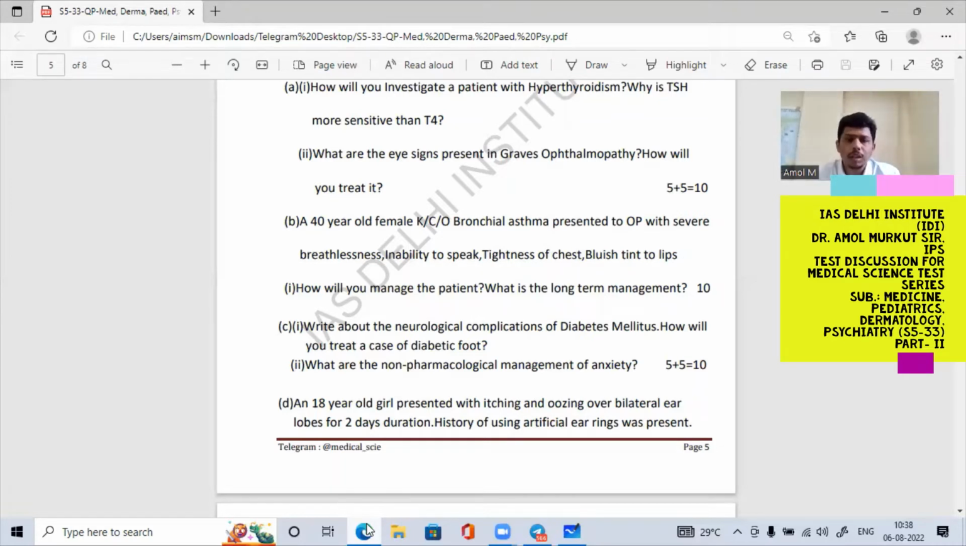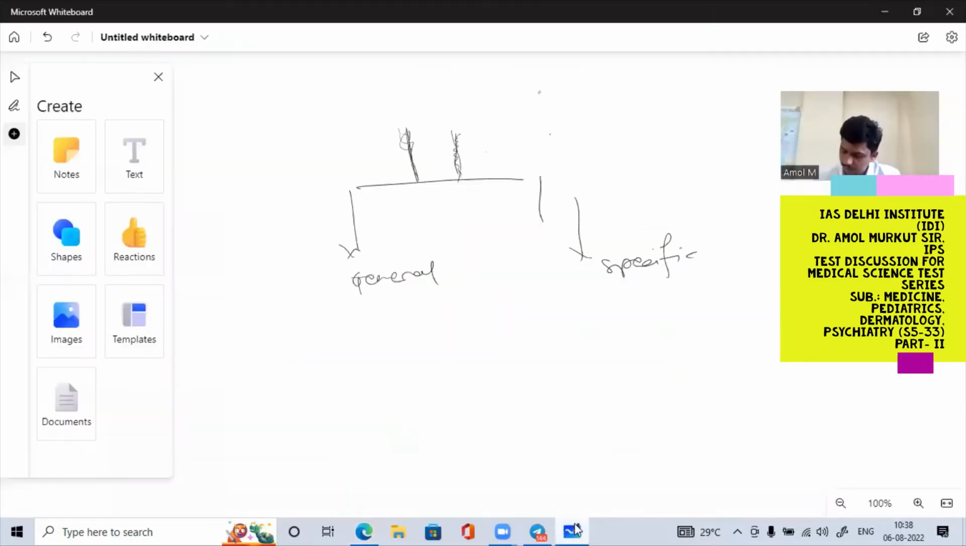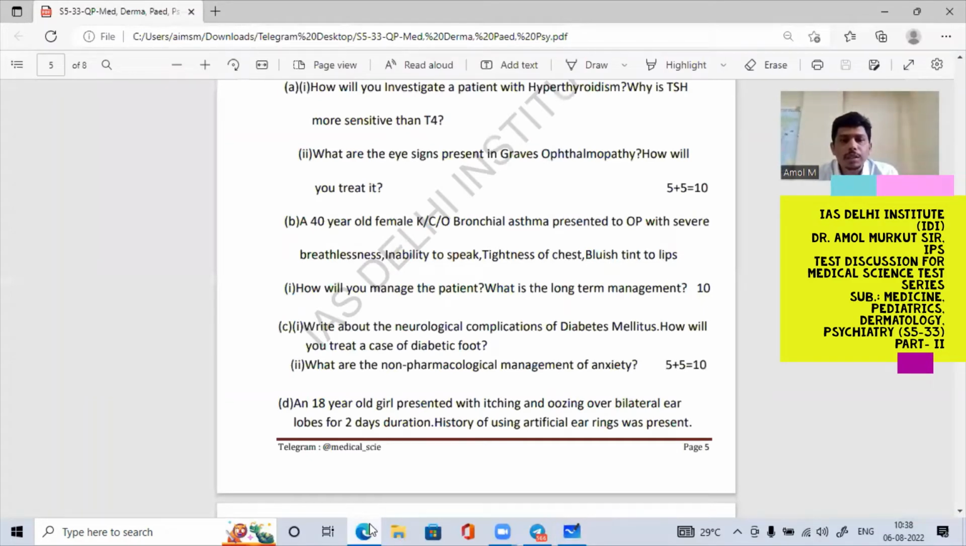Okay. So next question: what are the non-pharmacological managements of anxiety? Behavior therapy, or psychotherapy, is most important. So what are the components of psychotherapy or behavior therapy?